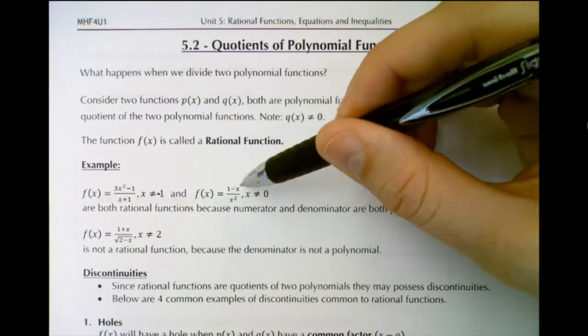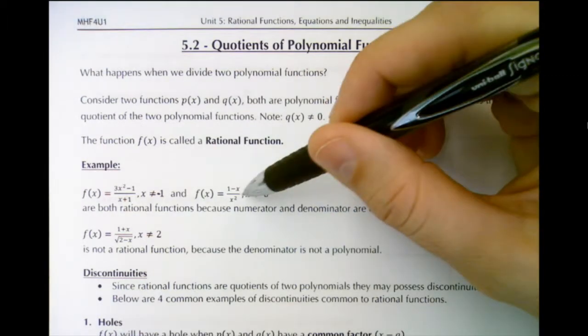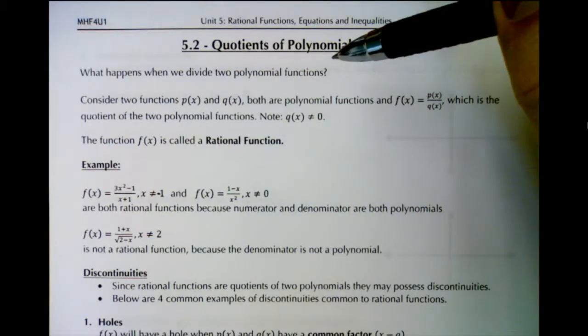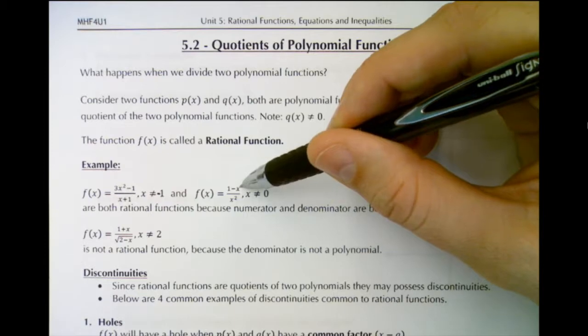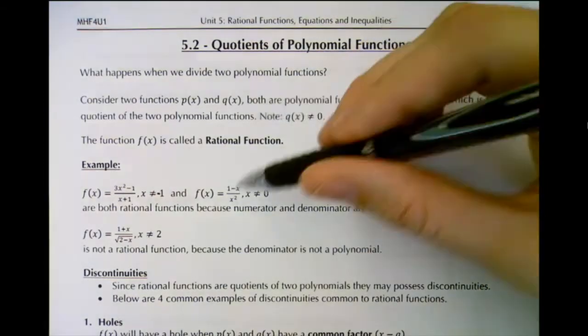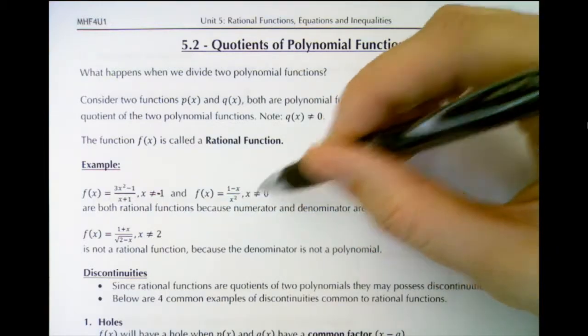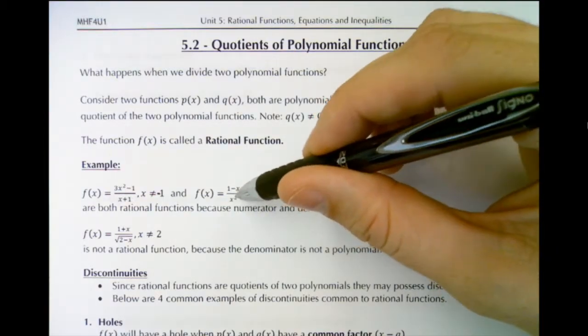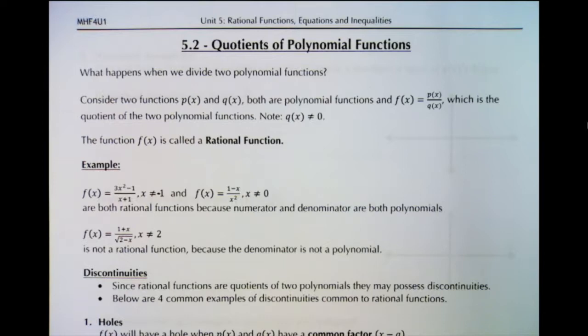Our second example, 1 minus x over x squared, is also a rational function because the top, again, is the equation of a line, and the bottom is a parabola, or x squared. In the denominator, our restriction is 0 because if we had 0 for x, 0 squared is 0, and again we'd be dividing by 0, which is a restriction. So both numerator and denominator are polynomials, therefore these are rational functions.